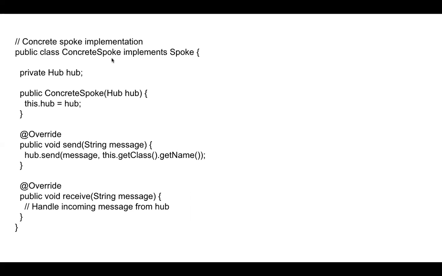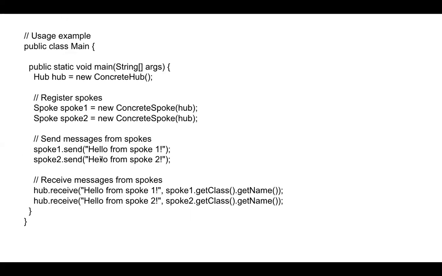Spoke, again, is like a subscriber. It can send the hub messages. What it needs to do with the messages received from the hub again depends upon the application logic. Okay, so this is a very simple example of what a hub and spoke pattern is. This is just the main class. You're sending the message and you're receiving the messages. It's just simple: hello from spoke, hello from spoke.